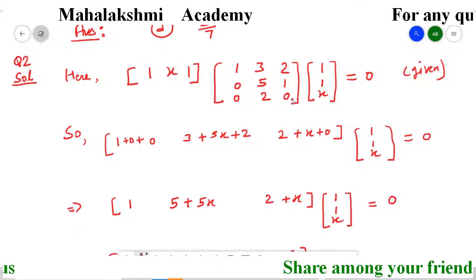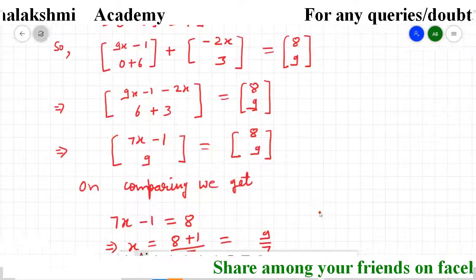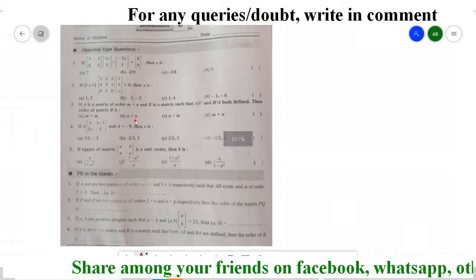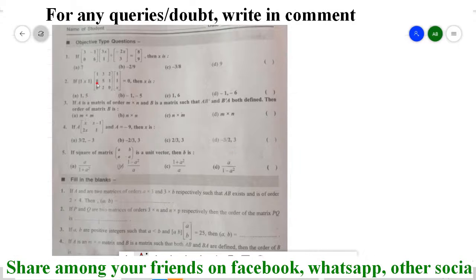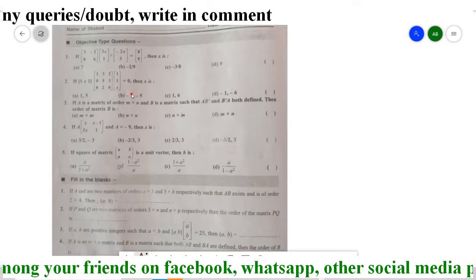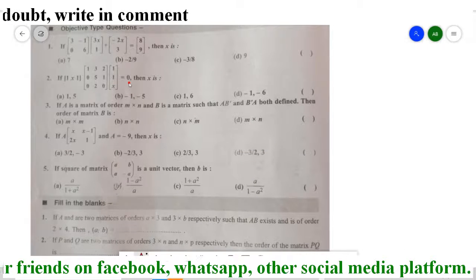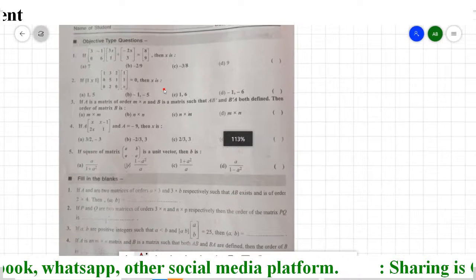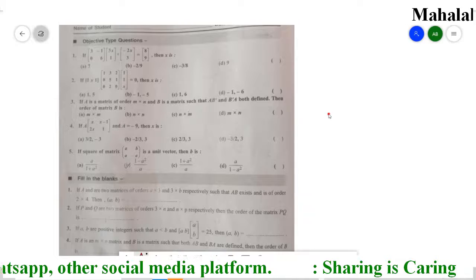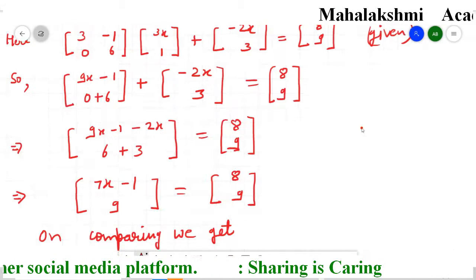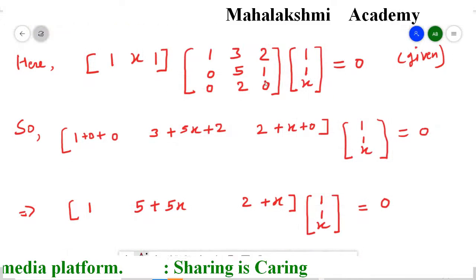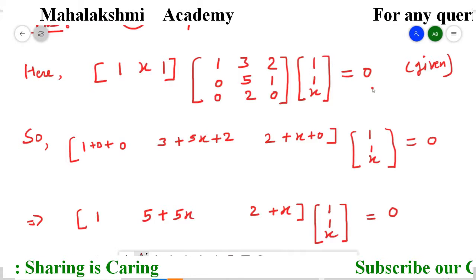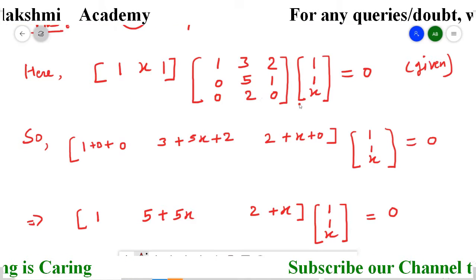Now we will move to the second question of the same worksheet 3. So we will see the question. Here you can see the question. The product of 3 matrices is 0. Then we have to find x. The solution of the second question is, I wrote the question here. The product of 3 matrices is equal to 0 as given to us, and from here we have to find out the value of x.